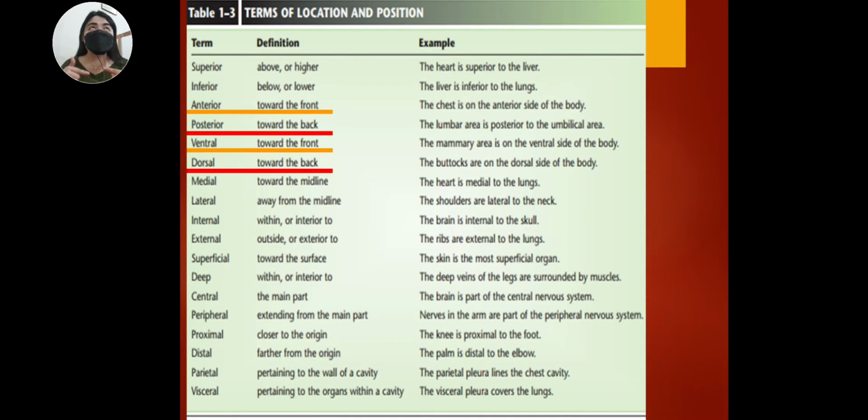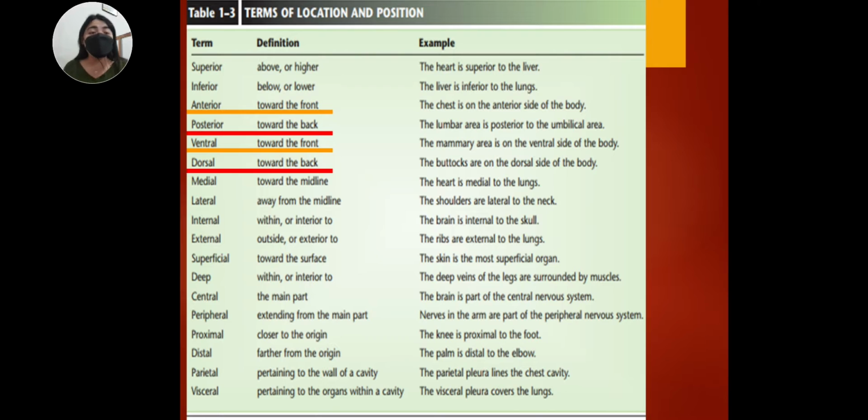It is very contradicting, or very in contrast, to anterior. Why? Because anterior is in front and posterior is in the back. So for posterior, we have the lumbar area is posterior to the umbilical area. So where is your lumbar? Okay, meaning to say that your lumbar area is your small of back, in this area, and your umbilical is this one, your navel.